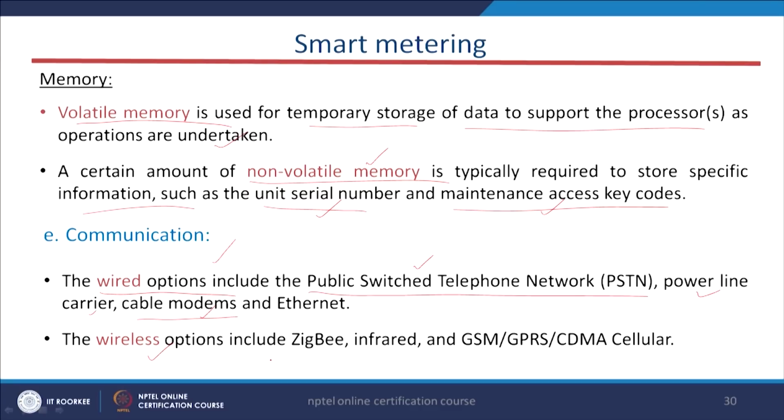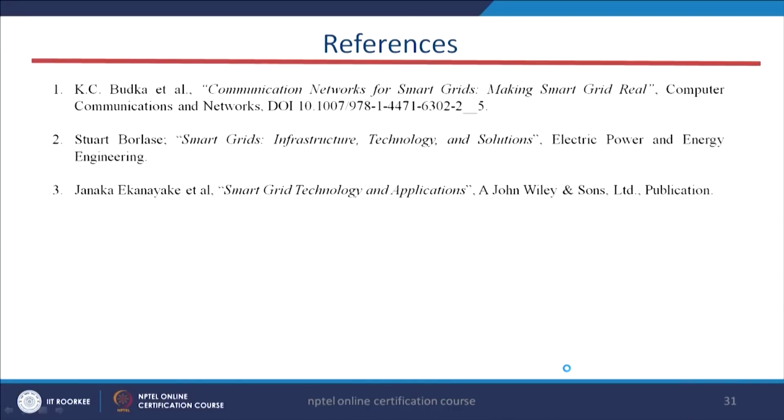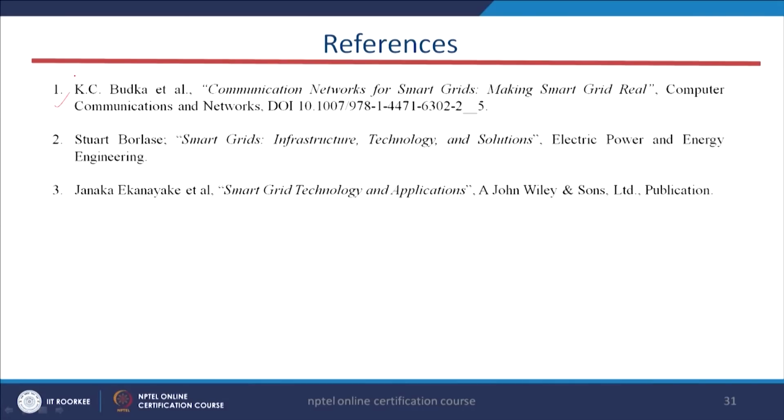And wireless options include Zigbee, infrared, GSM and CDMA cellular. So, these are basically the communication infrastructures which support the smart metering system. These are the references we can follow. You can see these references. The first one is a book, a very good book on communication networks for smart grid, the second one is smart grids infrastructure technology and solutions, and the third one is smart grid technology applications. You can follow these three books.